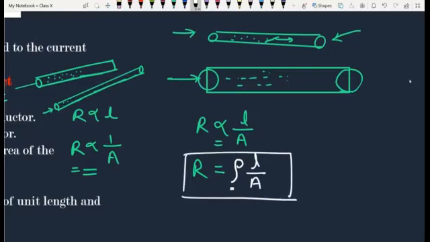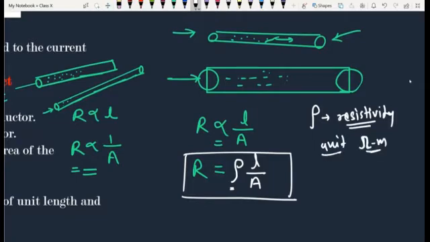Basically, this rho is called the resistivity of a conductor, and its unit is ohm meter. By varying the size and shape of a conductor, you can vary the resistance, but you cannot vary the resistivity of the conductor. It's a basic property of the material.